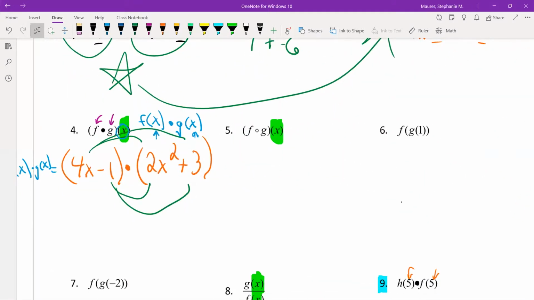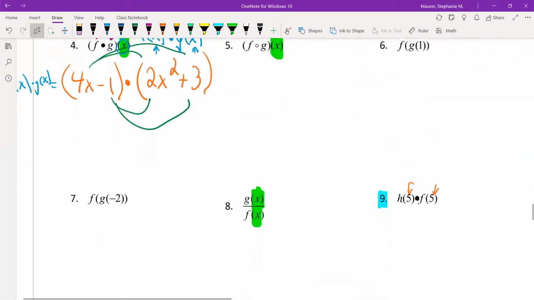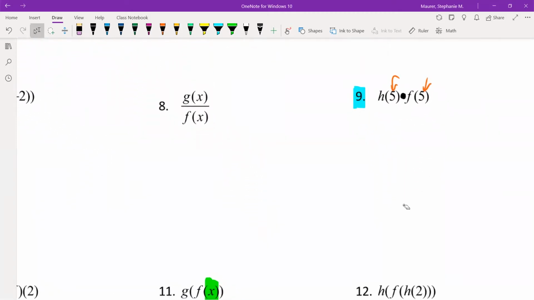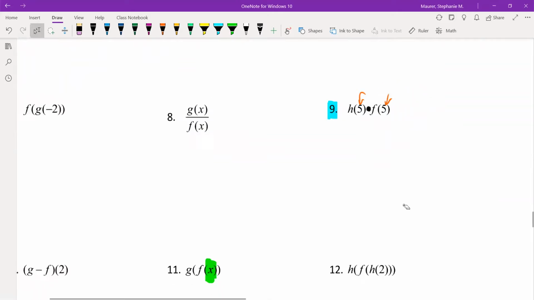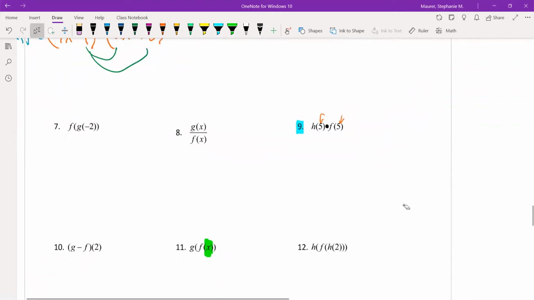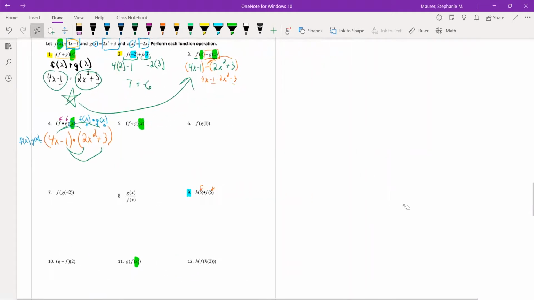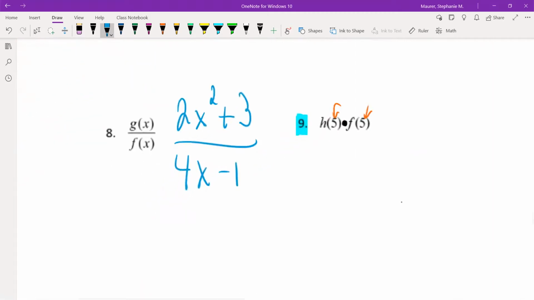So at this point, we've looked at addition, subtraction, multiplication. Division is a nice, easy one. So I'm going to jump down here to number 8 real quick. With division, this one's actually fairly straightforward. It says that we have the f function over the g function, and I have to zoom back out because I don't remember the f function. So let's see, our g function was a 2x squared plus 3, and our f function was a 4x minus 1.